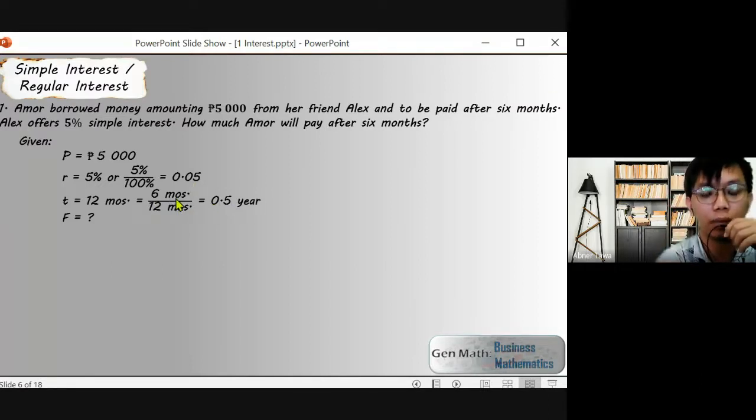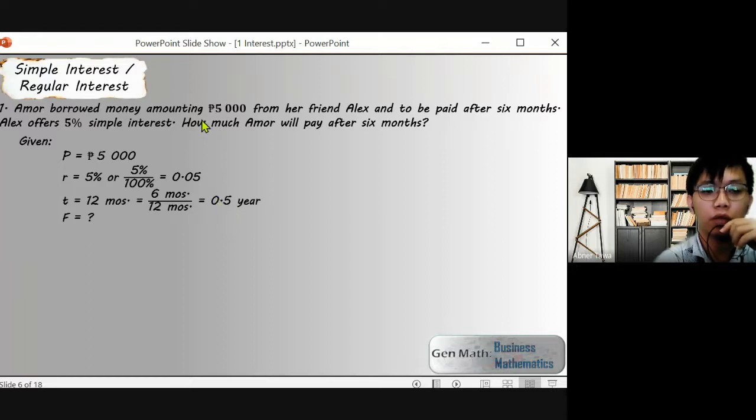Magka-cancel yung unit na months, kaya matitira lang ay 6/12. And then 6/12 or 6 divided by 12 is simply 0.5. So always remember na yung over, ang nire-represent na operation ng over natin ay division. Kaya tulad dito sa ating rate of interest, that is 5 divided by 100, which is 0.05. Dito naman sa length of time, that is 6 divided by 12, which is 0.5 year.